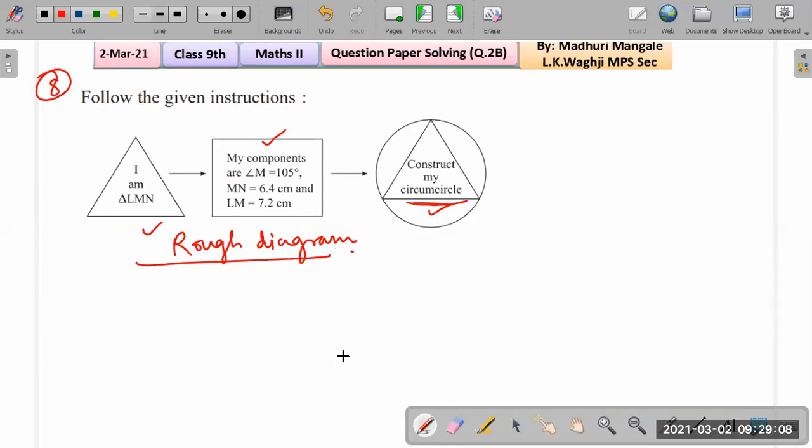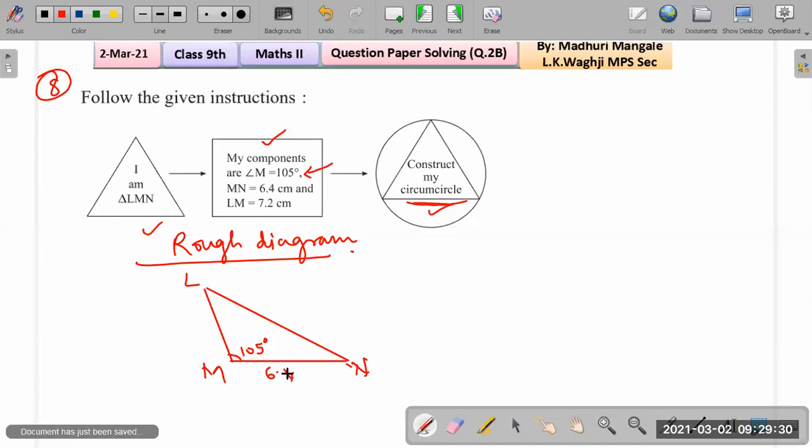So for rough diagram, how do you begin? We say we are asked to draw the triangle. So triangle is LMN. Now just check why I am drawing this obtuse angle triangle, because they have given the angle M to be 105. Okay, so LMN, angle M is 105 degrees, and then MN is 6.4 centimeters, and LM is 7.2 centimeters. Okay, that completes the rough diagram.